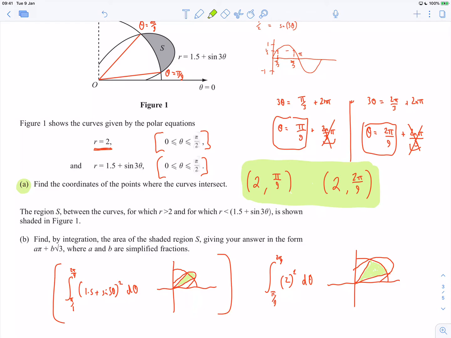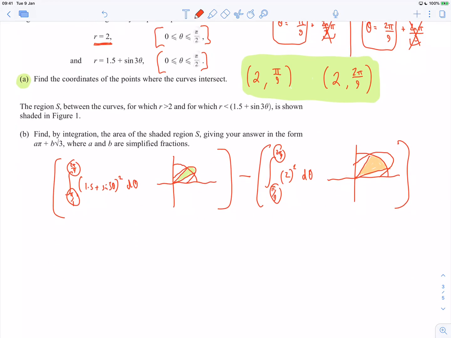Oh, let's not use green. Let's use orange. So the way I like to think of it is the integral on the left is the whole pizza, and the integral on the right is the bit without the crusts. And really what we're trying to do is find the pizza crust. So clearly, as far as I'm concerned, we need to do the integral on the left minus the integral on the right. And because they have the same limits, we can just subtract one from the other.